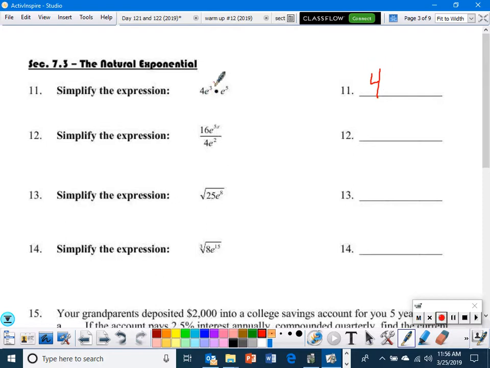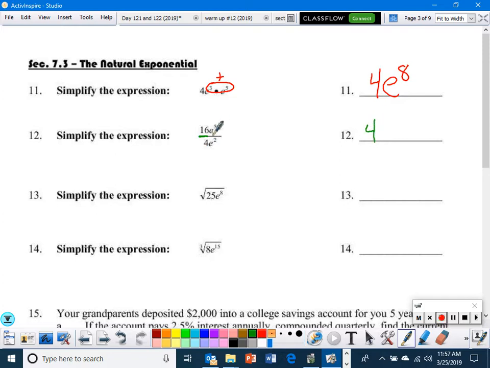And then here we are going to add the exponents together. So that would be e to the 8th. That's it. Number 11 is done. Number 12. First thing we should do is divide the 16 by the 4. 16 divided by 4 is 4.